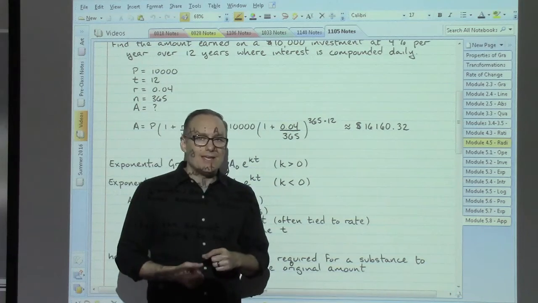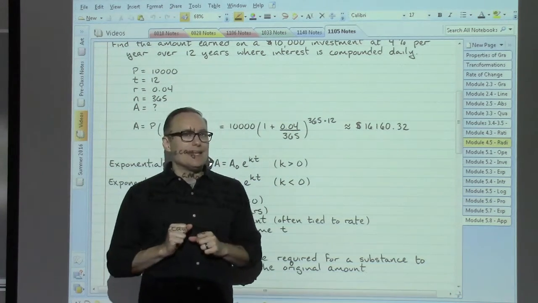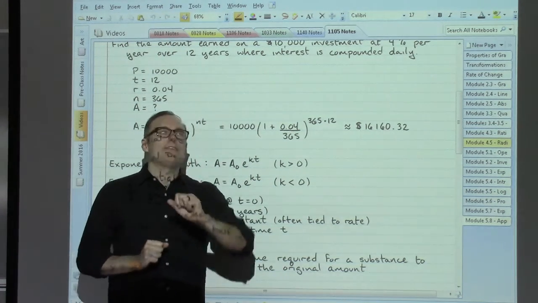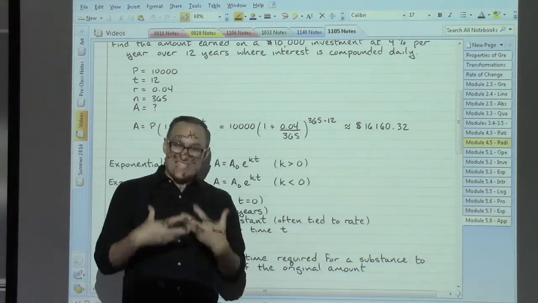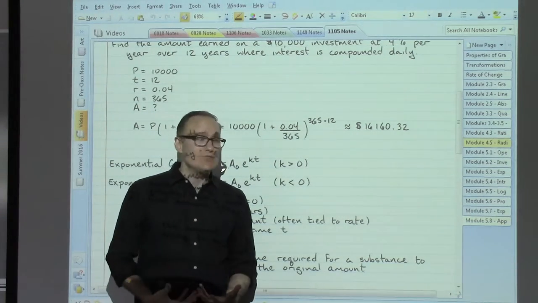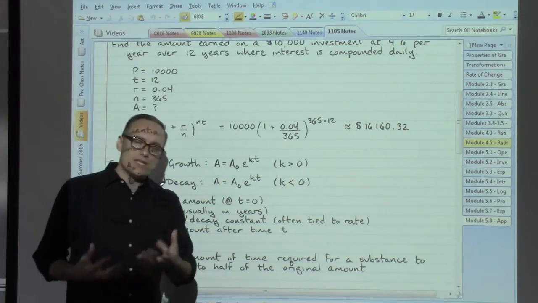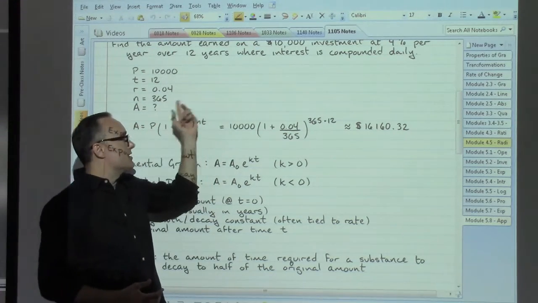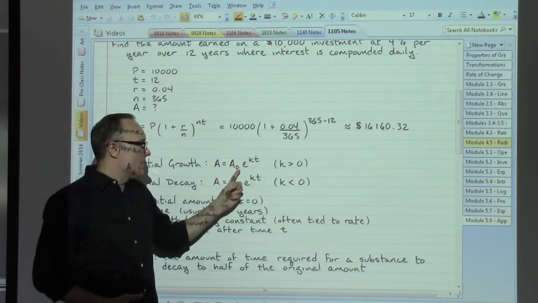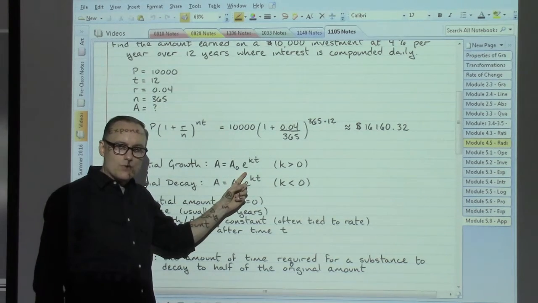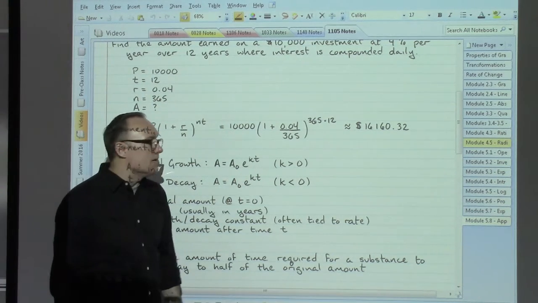Not just every second, not just every 10th of a second even, not just every 100th of a second even, continuously compounded interest. So the idealized version turns this formula that we see into one of these that has that natural base, e, showing up.